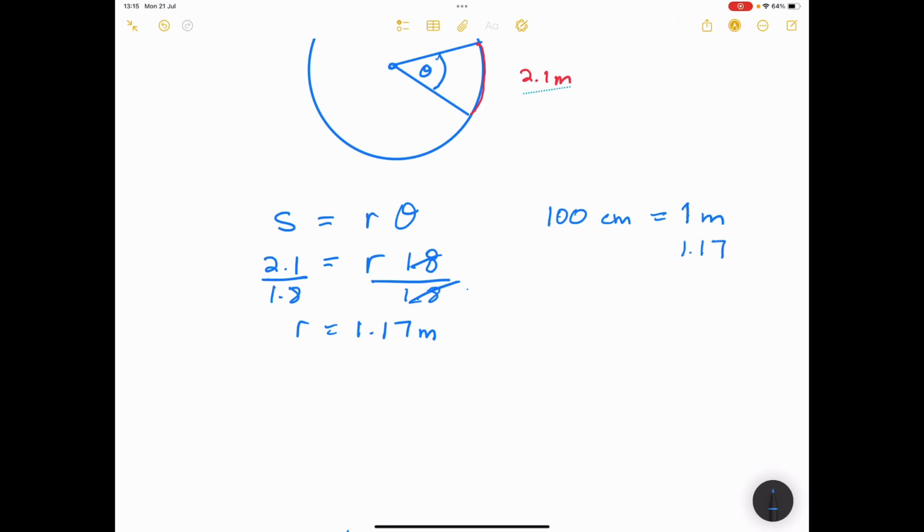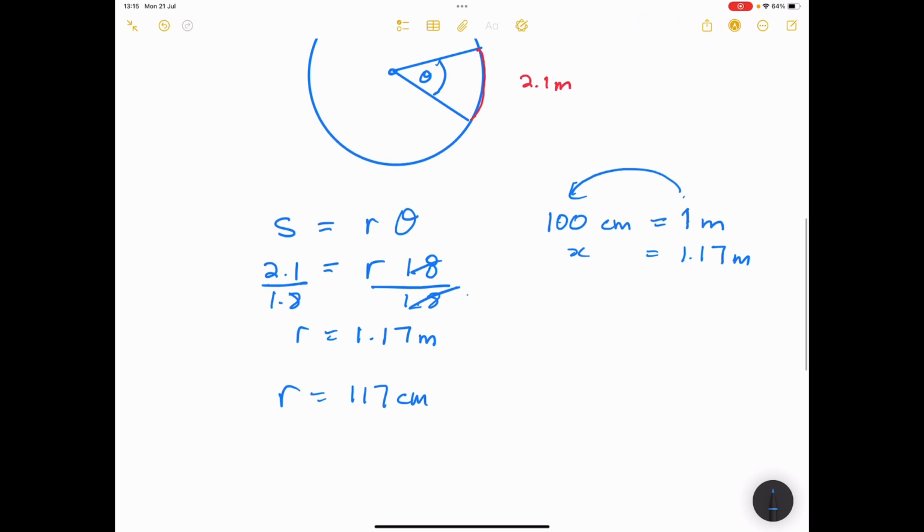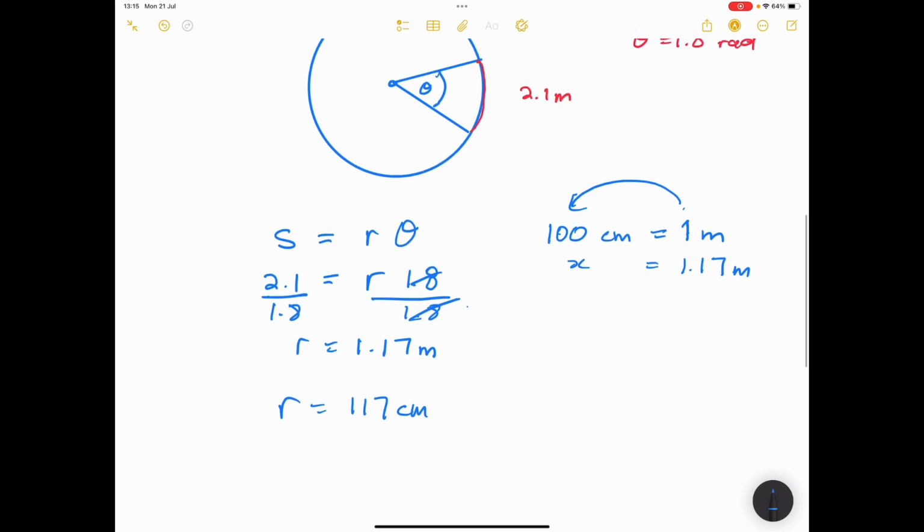So in this case, I've got 1.17 meters. How many centimeters is that going to be? All you simply do is multiply that number by 100. If 1 gives me 100, then 1.17 multiplied by 100. So that radius would be 117 centimeters. That is how the cookie crumbles, ladies and gents, and that's where we're going to leave the question. Let's go to the next question.